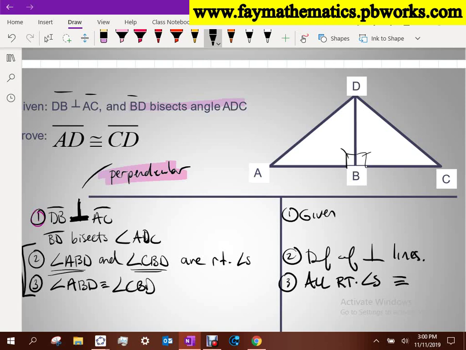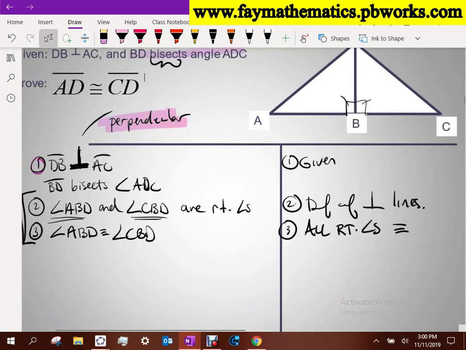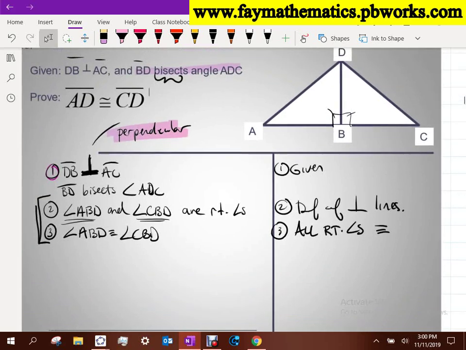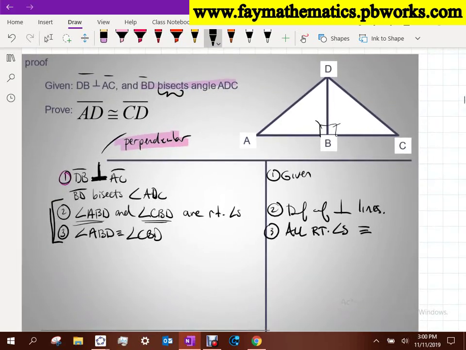So those marks and those angles. Okay? The next vocabulary word. What's the next vocabulary word up there? Bisects, right? Bisects means what? Splits two equal parts.